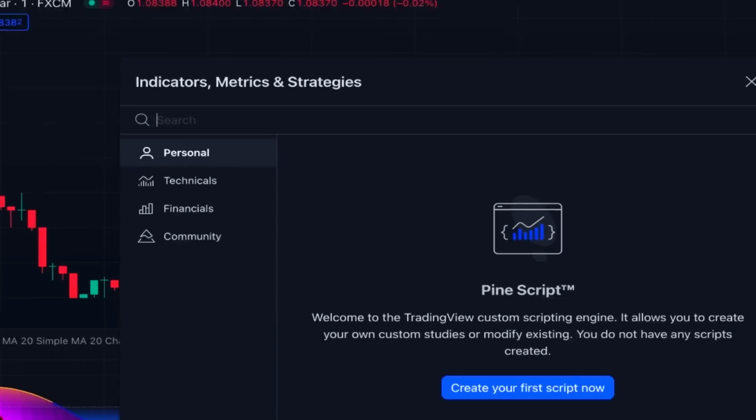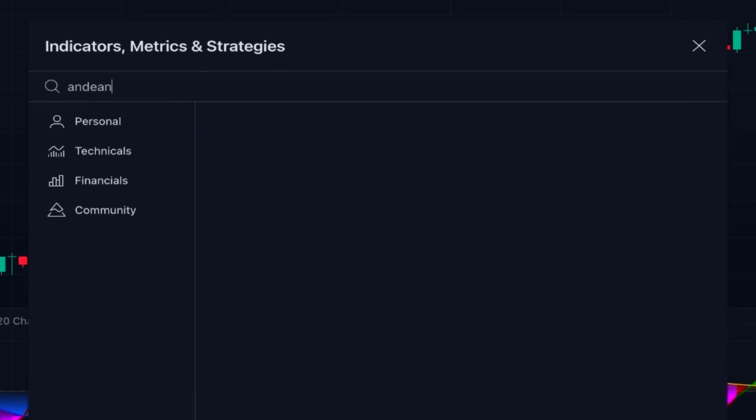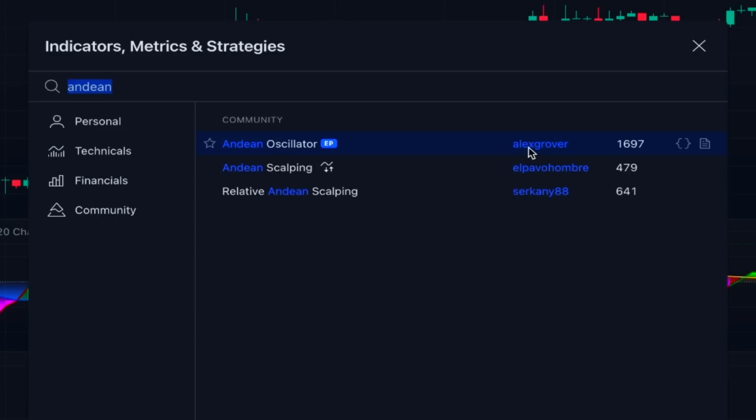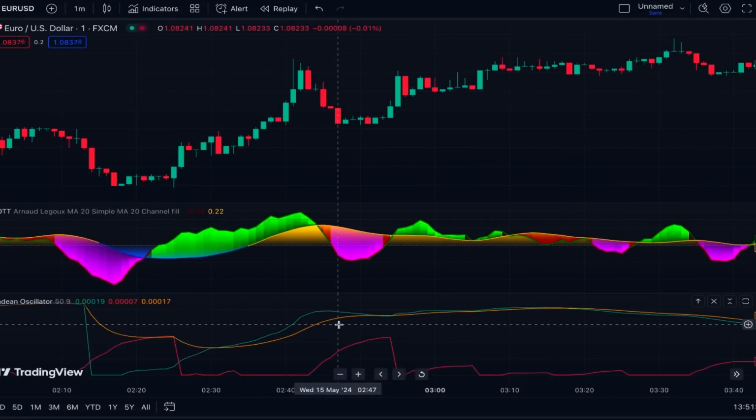Here we click on indicators and we search Andean Oscillator. This one, which is an Pine Script indicator written by someone named Alex Grover. This is a very powerful indicator that besides showing you the increased upside or downside momentum, it also helps you with trending or non-trending market.